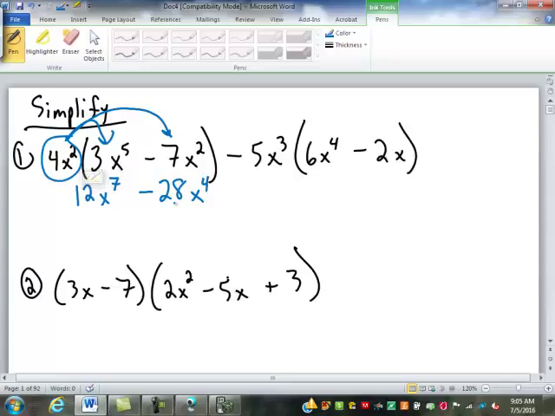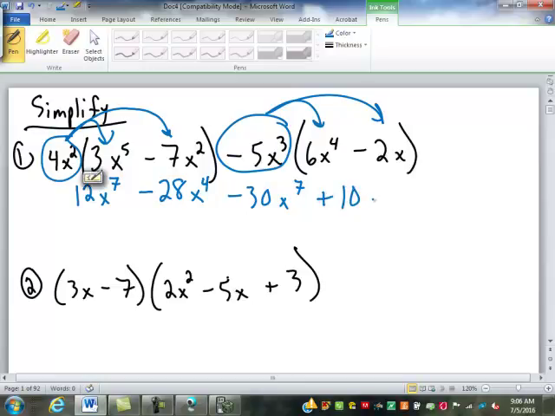Good. Then moving on, we have, this is not 5x to the third, but negative 5x to the third times 6x to the fourth is negative 30x to the seventh. Good. 3 plus 4 makes 7. And negative 5x to the third times a negative 2x is positive 10x to the fourth.